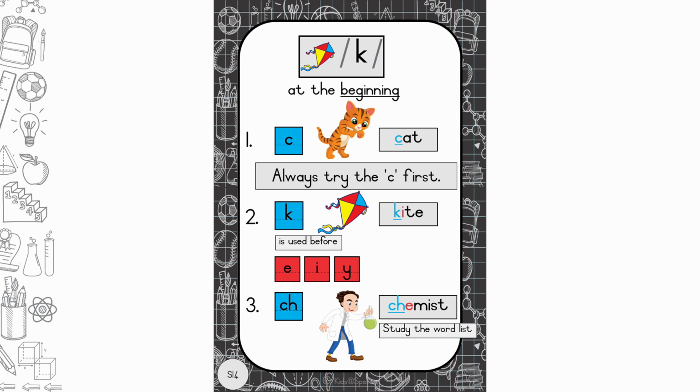Let's see. If I look at the beginning of a word, you always try the C first. That is the golden rule they need to know. They're never going to start with the K. We still need to teach the K, remember that. So if a word starts with a K sound, it's very straightforward. You write the C in English. Remember, in Afrikaans, the K is the only option.